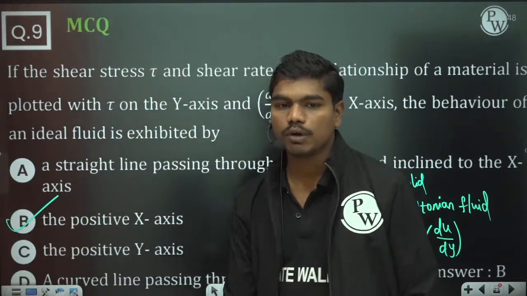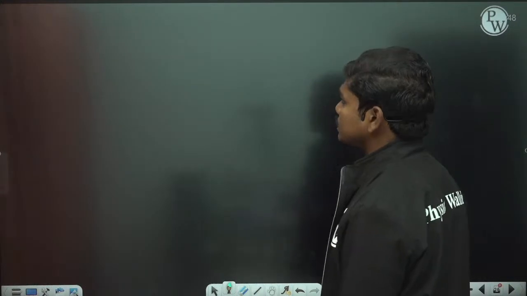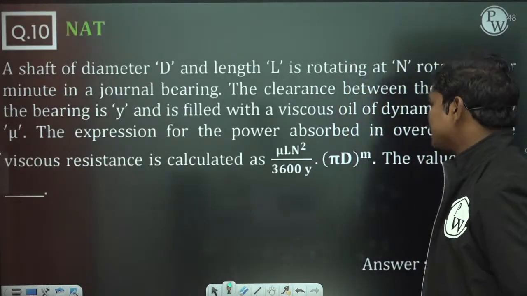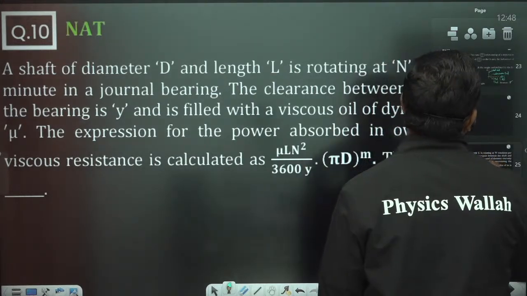So it is the positive x-axis. Clear? So it is B. A straight away simple question. So let us solve the next question. How many questions do we have? We have only 10 minutes of time left. So okay, 2 more questions. Good. We have planned accordingly.